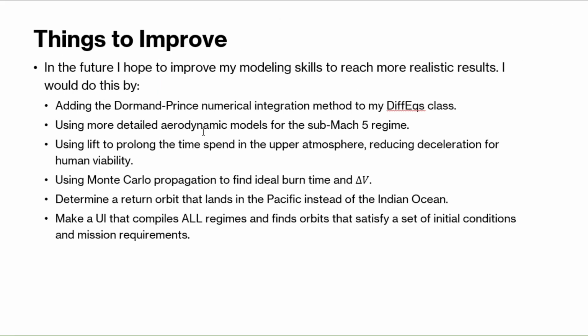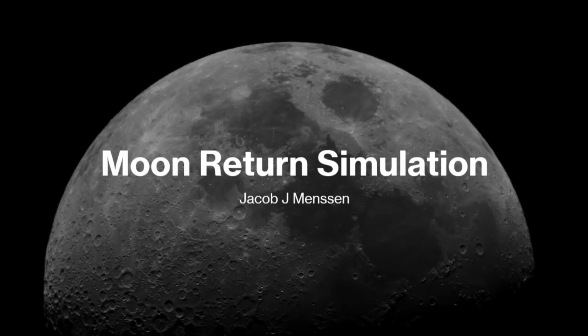So yeah, here's some things to improve. I mentioned a lot of these. I plan on adding the Dormand-Prince numerical integration method to my DiffyQs class. I plan to use more detailed aerodynamic models for the sub-Mach 5 regime. I plan to use lift to prolong the time spent in the upper atmosphere. I want to use Monte Carlo propagation to find ideal burn time and delta V. I want to determine a return orbit that lands in the Pacific instead of the Indian Ocean for geopolitical reasons. And I want to make a UI that compiles all of these regimes to find orbits and satisfy a set of conditions and mission requirements.